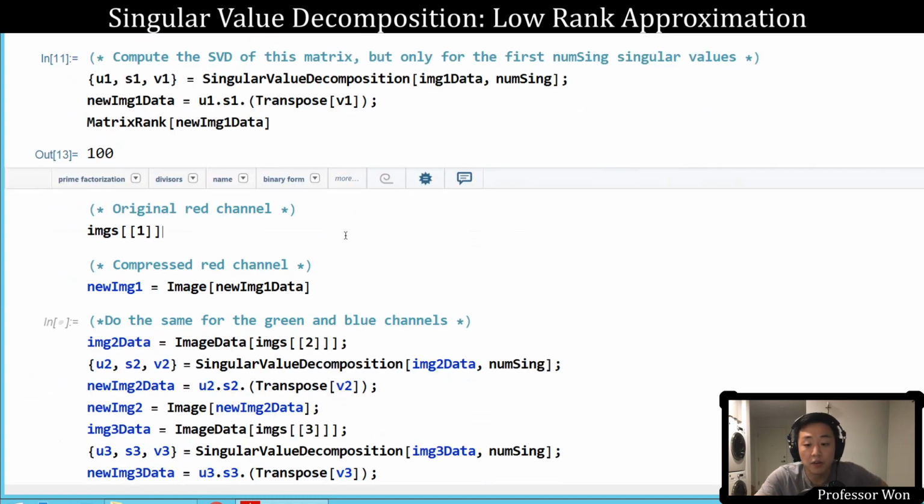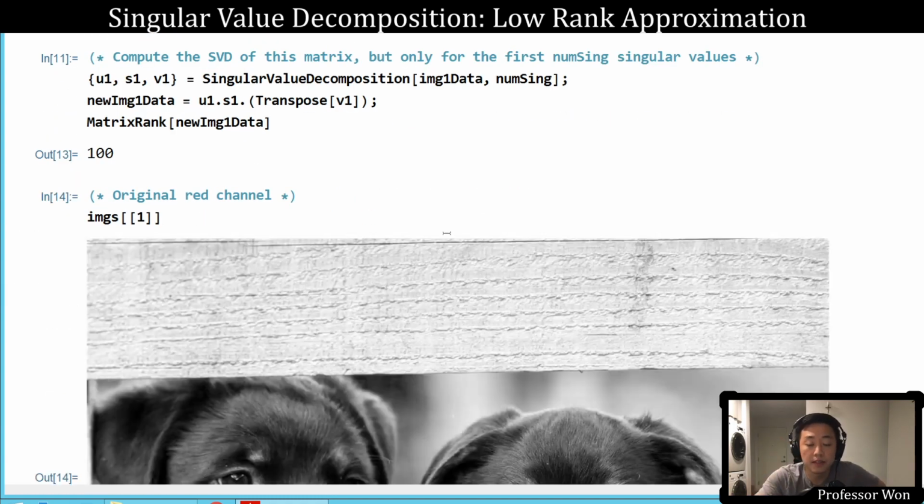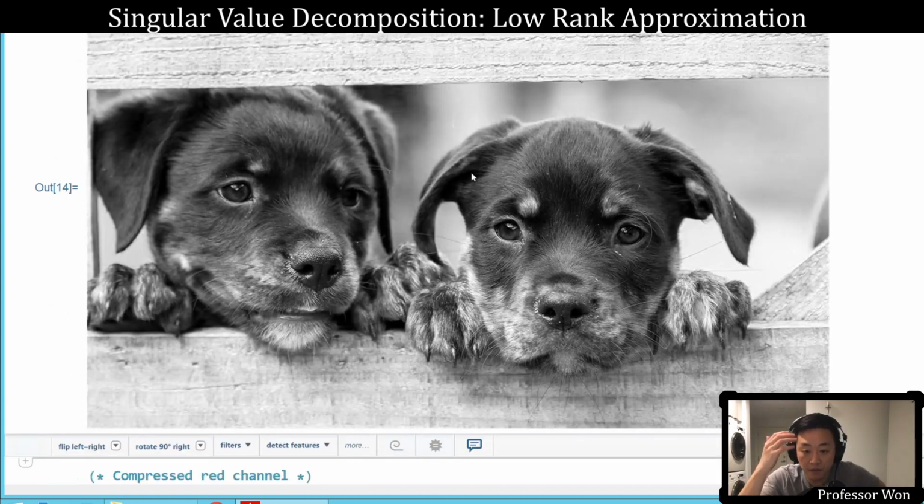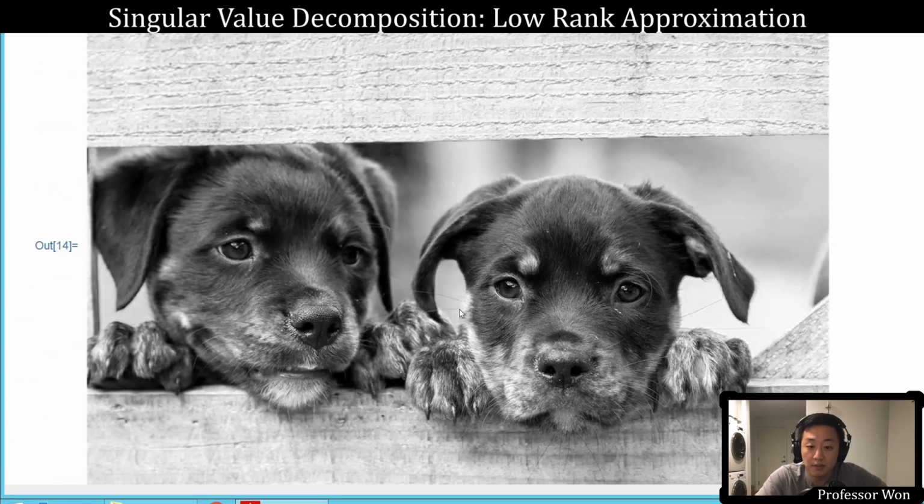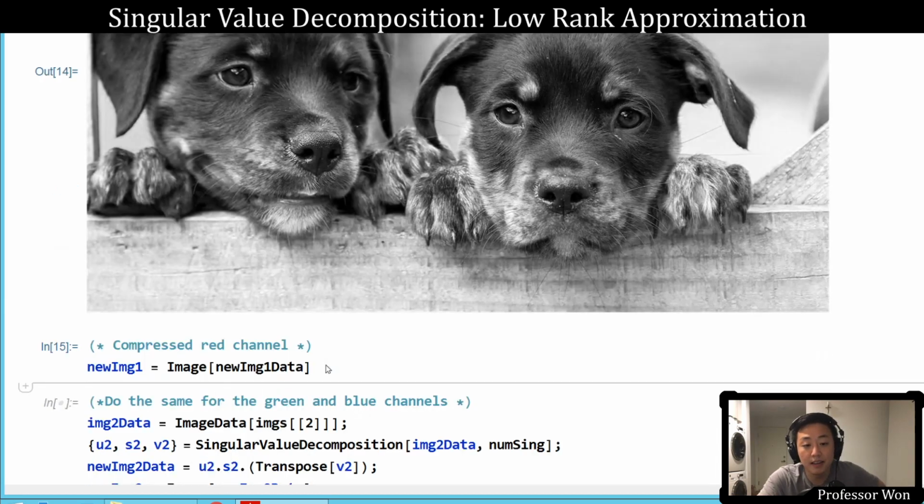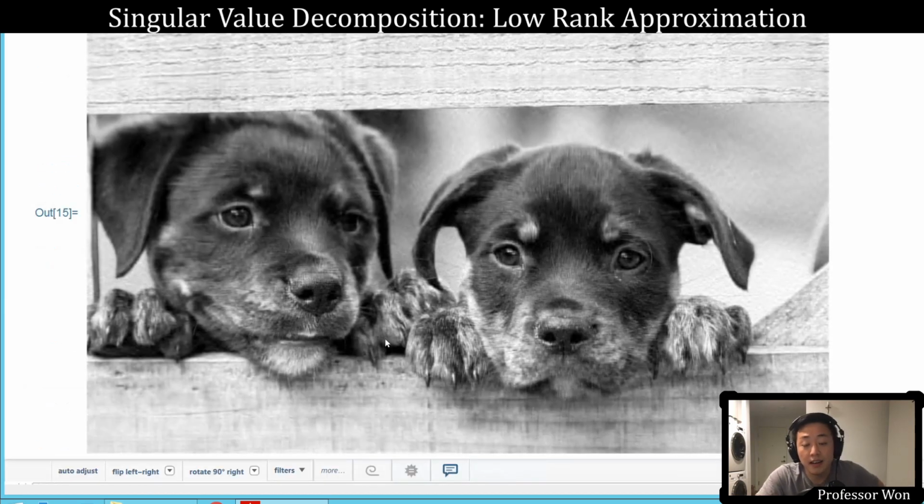So let's take a look at the original red channel. So this is a visual depiction of the original 800 by 1200 matrix. And here is the rank 100 approximation, which is much lower than 800. But it should be the closest rank 100 matrix to this one. Let's see what that looks like. And you can see it's shockingly good, I think.